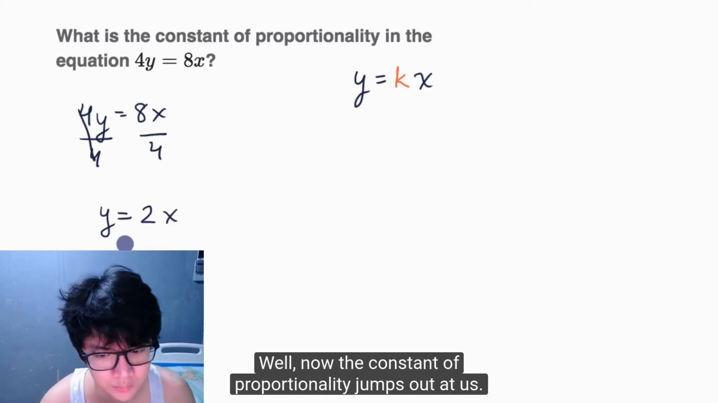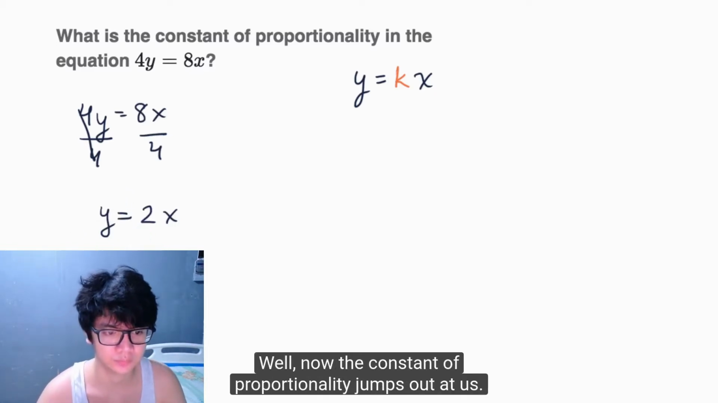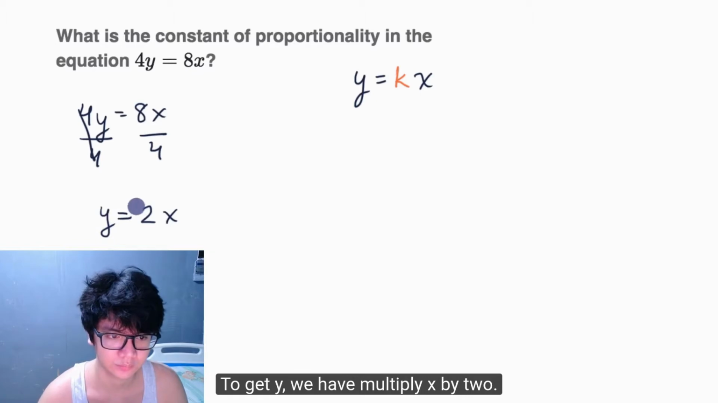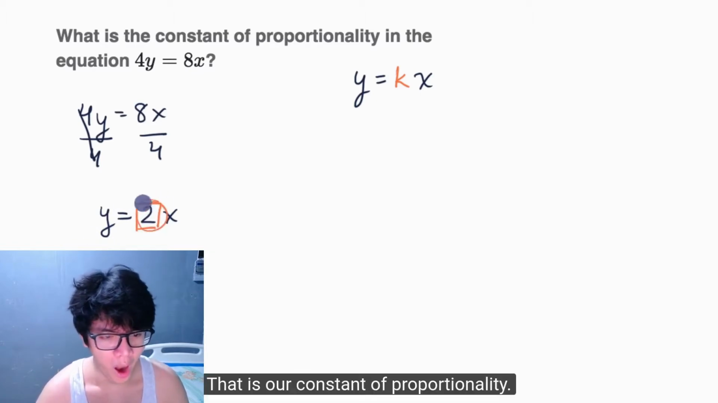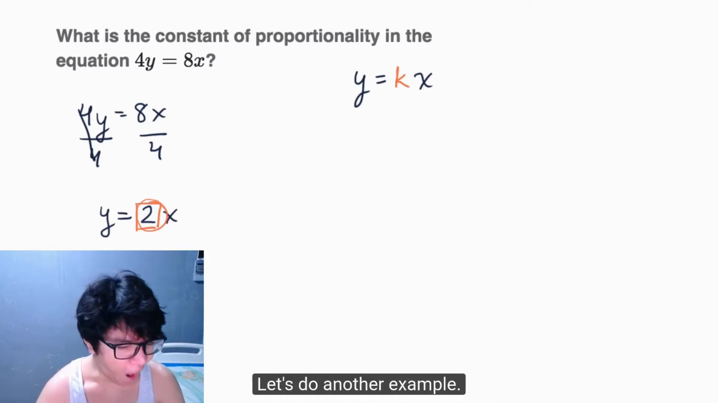Well, now the constant of proportionality jumps out at us. To get y, we have to multiply x by 2. That is our constant of proportionality. Let's do another example.